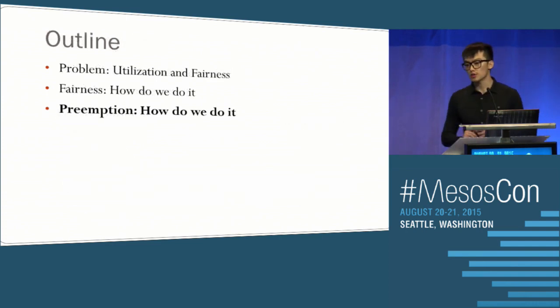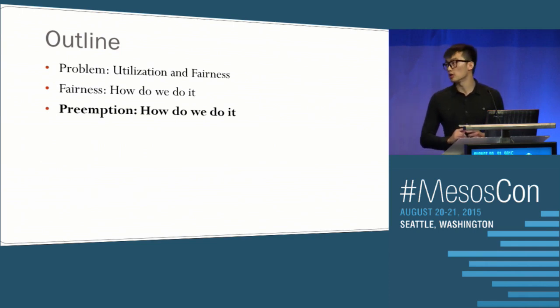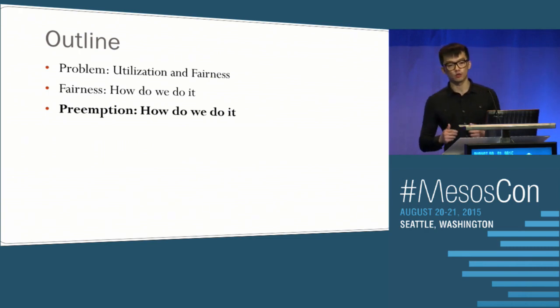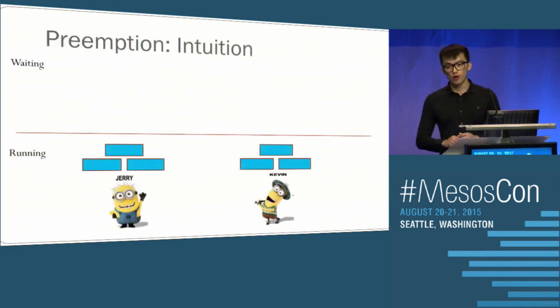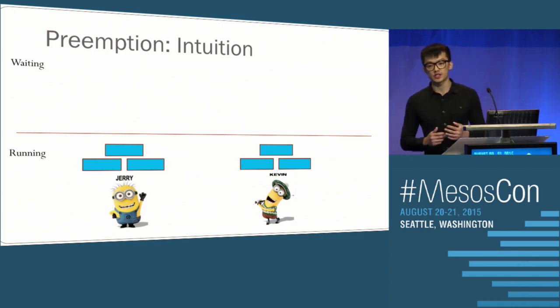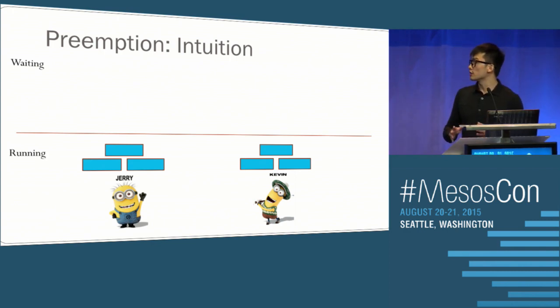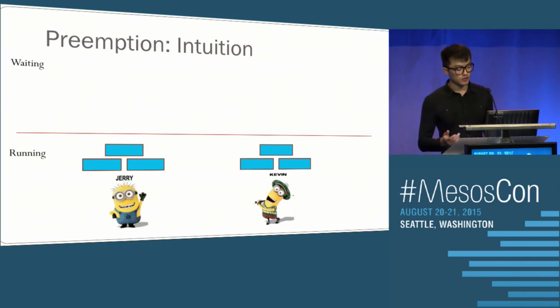So how do we do it? Preemption isn't trivial. More specifically, what's the principle we should use to decide which task to preempt under what condition? Well, let's walk through an example to see some intuition behind how we think we should do preemption. Let's say we have a cluster of six CPUs. We have two users. Each of them is running three tasks, and each task is taking one CPU. So they happily share the cluster fairly.